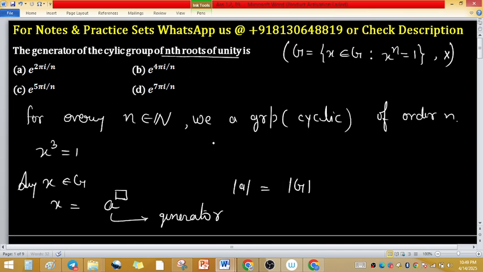Then the nth roots of unity in this given problem can be represented by a raised to the power 2 pi iota upon n, so option A is the right one.